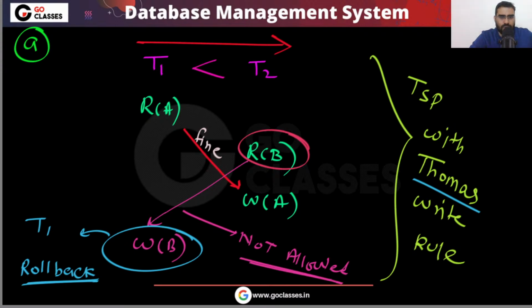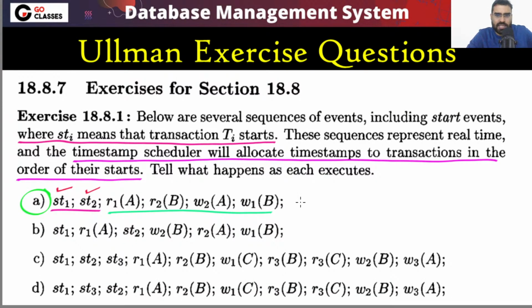Okay, very good. So this is your question. In this question, we can simply say that T1 rolls back. This is the conclusion of this question. What about question number B?